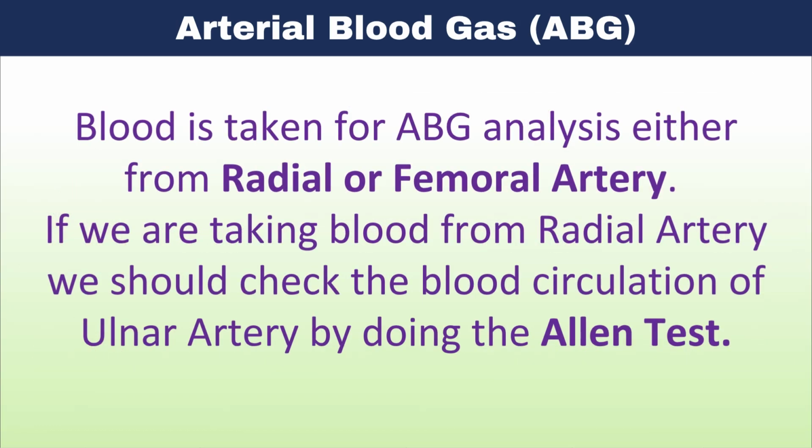Blood is taken for ABG analysis either from the radial or femoral artery. If you are taking blood from the radial artery, we should check the blood circulation of the ulnar artery by doing the Allen test. Before performing the arterial puncture, it is important to assess the blood supply to the hand and fingers, particularly the patency of the ulnar and radial arteries. Allen's test does not require special instruments or devices. Through this test, it is possible to verify the integrity of the collateral circle of the hand.